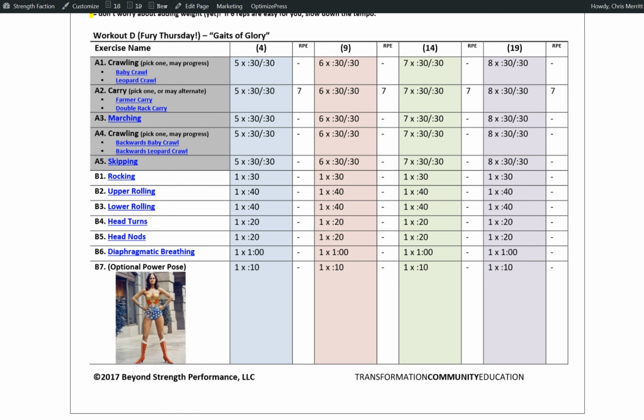Once you get through all 5 rounds, you're going to do rocking, upper rolling, lower rolling, head turns, head nods, diaphragmatic breathing. Basically, we're just working our way back to the ground, cooling down. And then, as always, optional power pose, not optional. You're going to want to snap a sweet pic, post that to the open forum if you're a true factioner, just saying.